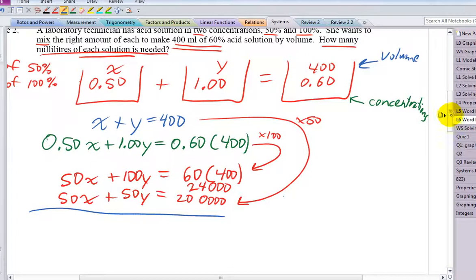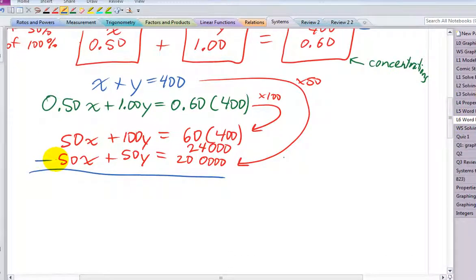Add or subtract to eliminate. Subtract. So we had 50y equals, sorry, I said 4 zeros. It should be 3 zeros. Okay, 4 zeros altogether. But yeah, so 50y equals 4,000.